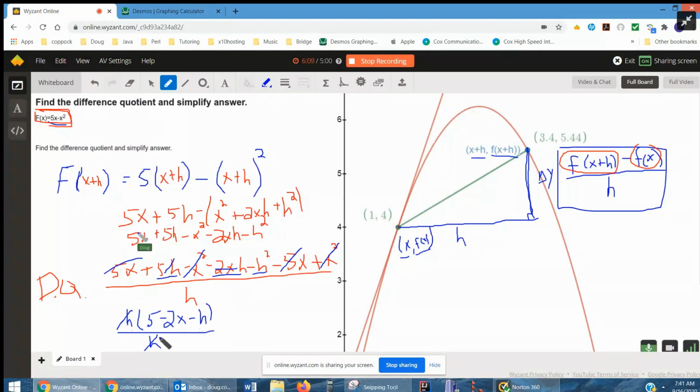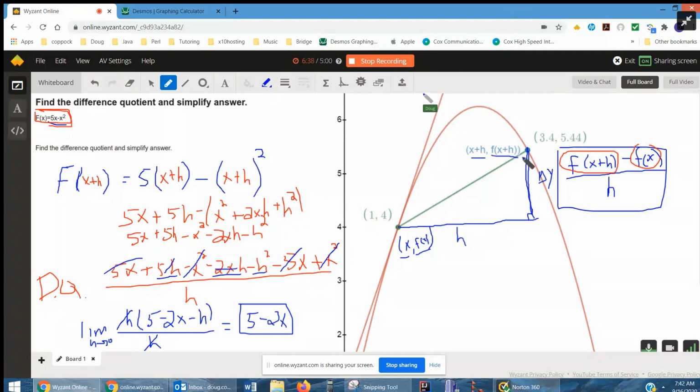You're going to learn in calculus that if we take the limit of this thing, whatever that means, as h approaches zero, we can substitute zero in for h and we'll get 5 minus 2x. And that formula right there actually represents the formula for the slope of that red tangent line to the curve. So that's why we're doing this.